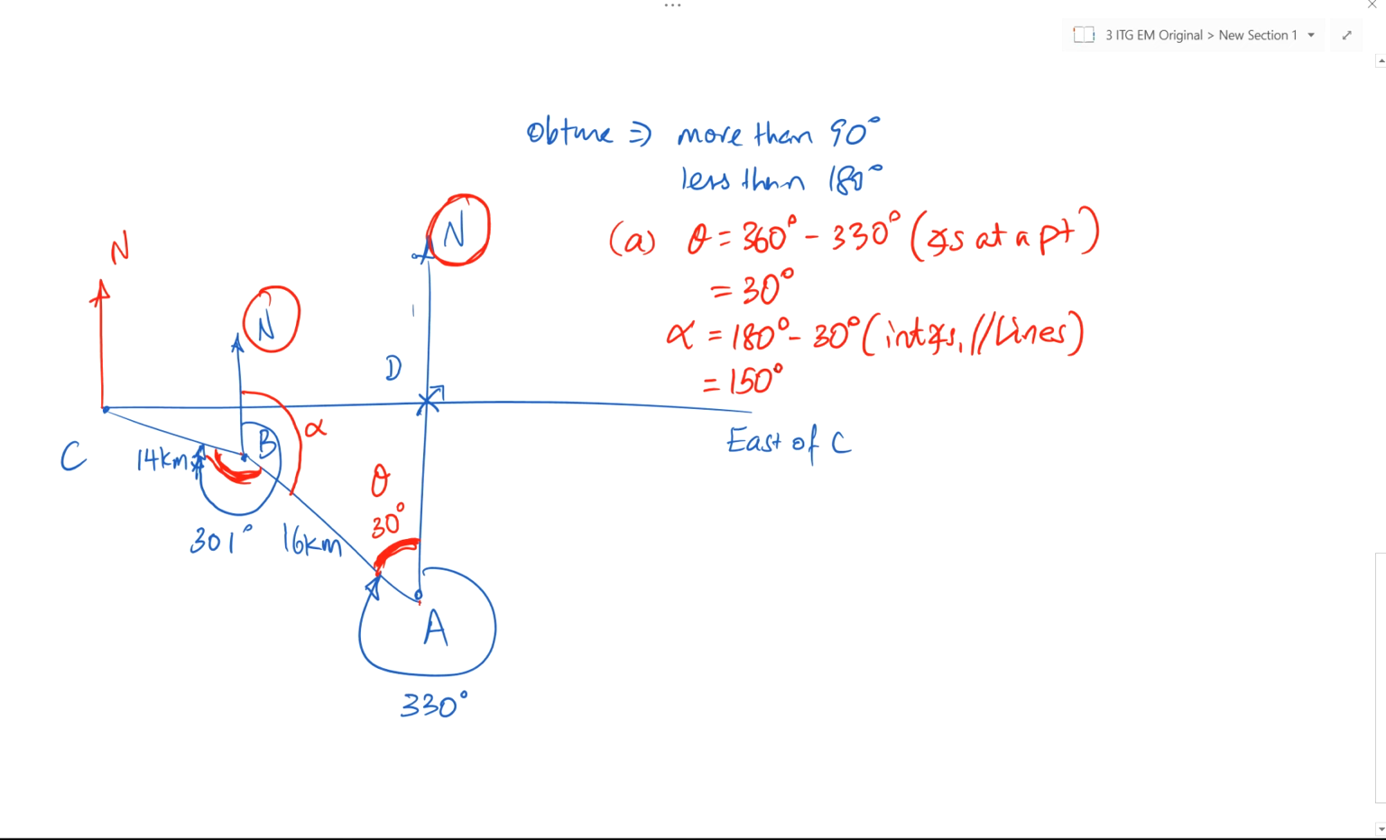So now the unknown angle ABC must be 301 minus 150. And we get 151 degrees. Okay? Part A.